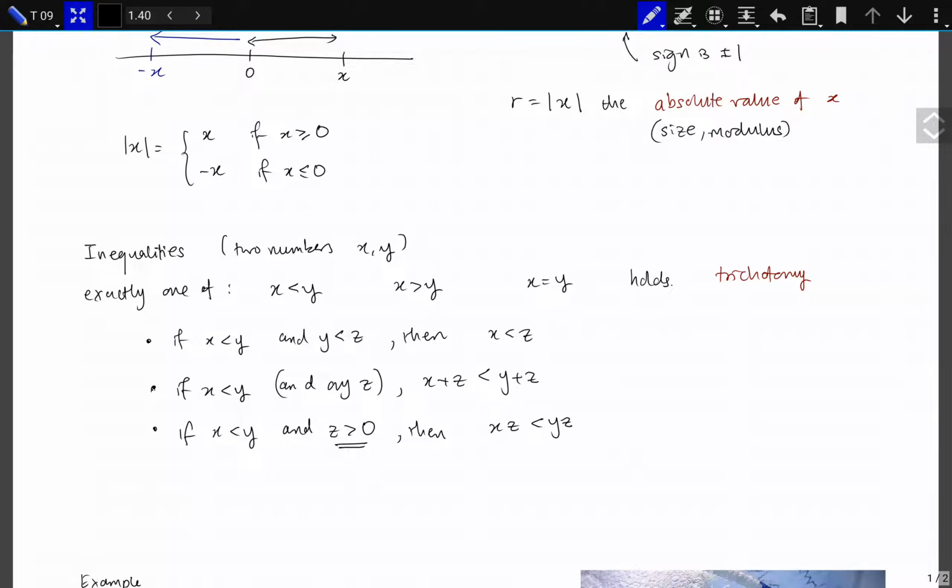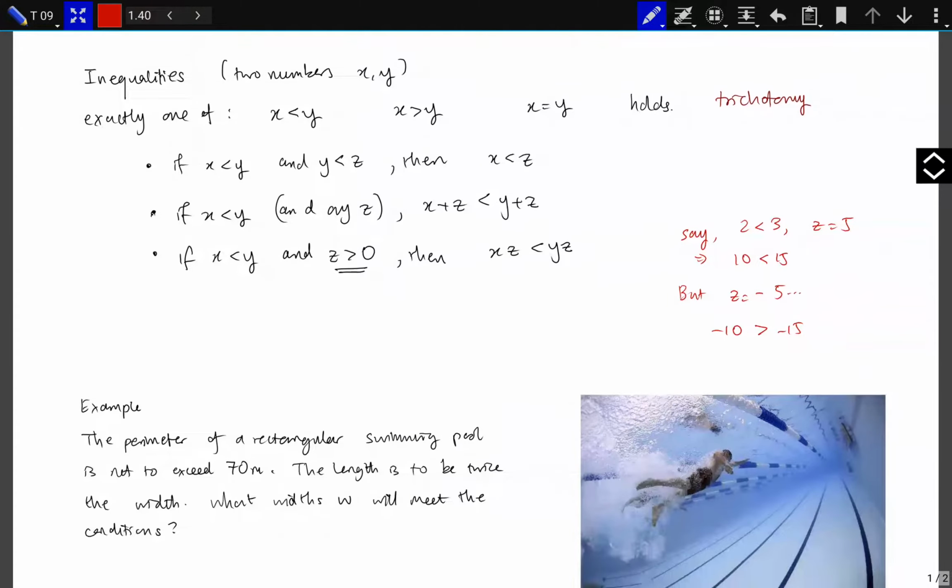You really need that this z is positive, because here's a classic error. If you take, say, 2 is less than 3, and z is equal to 5, we do get that 10 is less than 15. But if you take z is equal to minus 5, we get that minus 10 is bigger than minus 15. It's less negative. So the sign changes if z is less than 0.